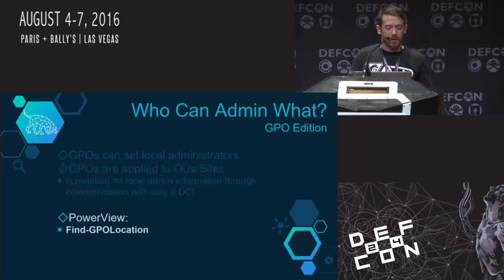The PowerView function for this is Find-GPOLocation. By default, it'll just give you a nice raw mapping of everyone who can administer what machines through group policy object correlation.